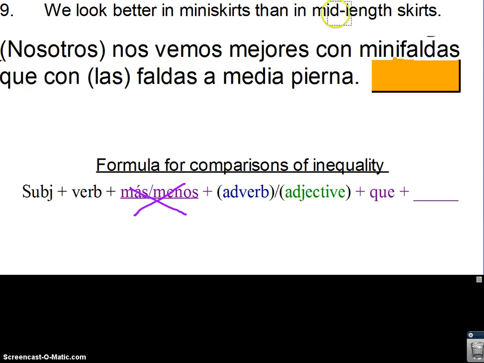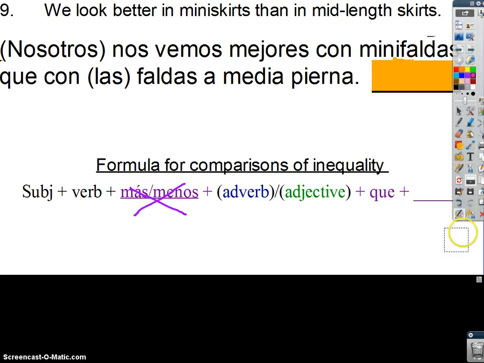In English, the only part we make plural in mid-length skirts is skirts. So the only part in Spanish that we make plural is skirts. We don't make mid-leg or mid-length plural. And again, the phrase is verse con, not verse en. So we use con. Both times we say in English.